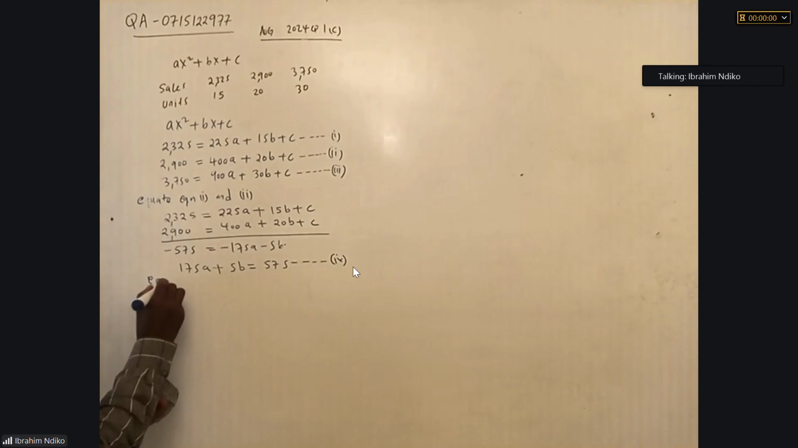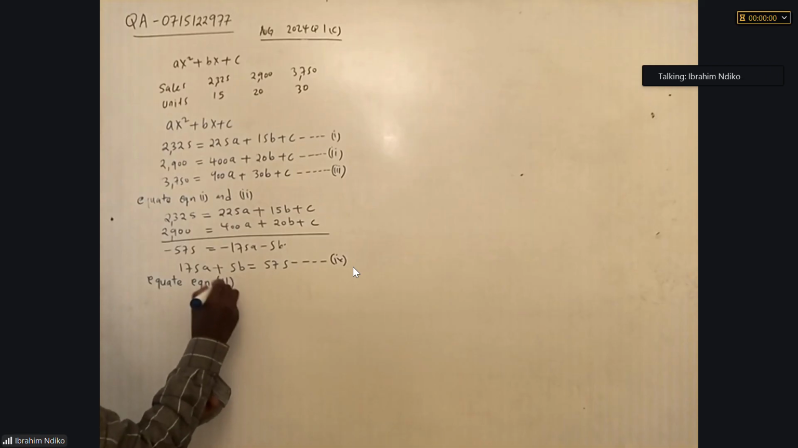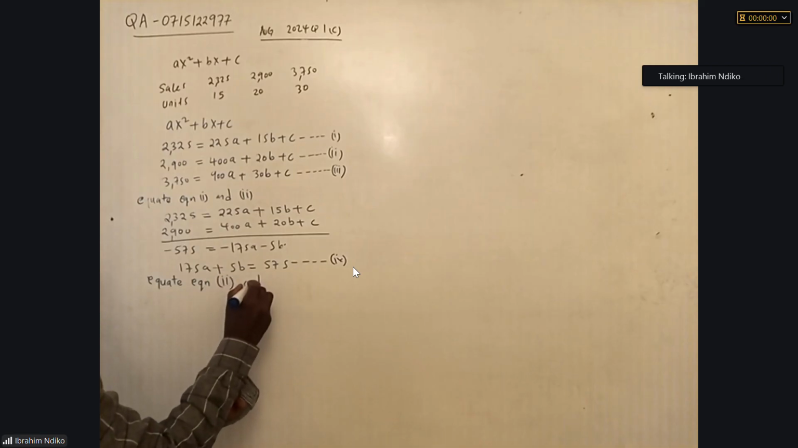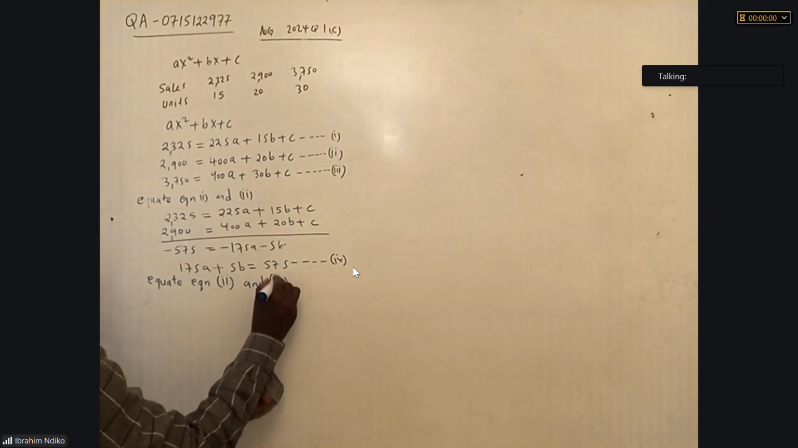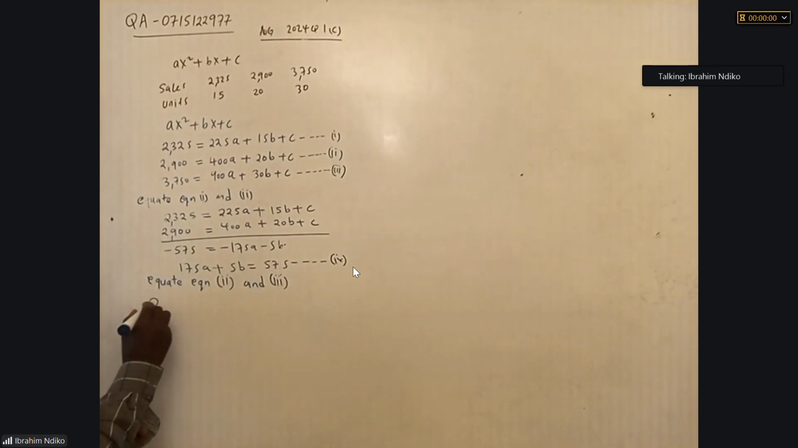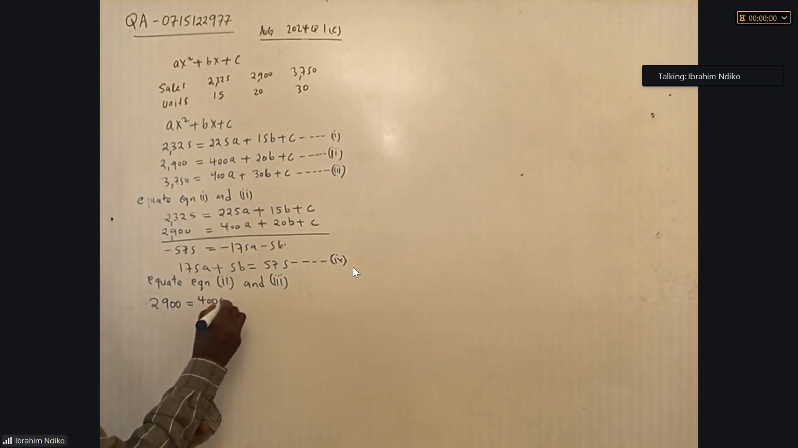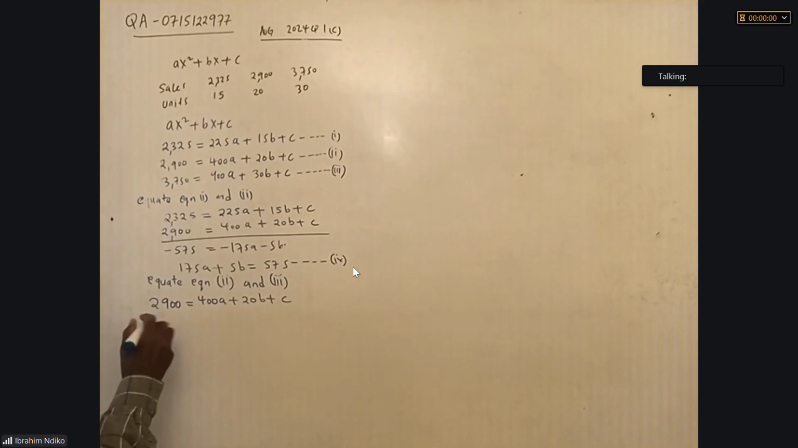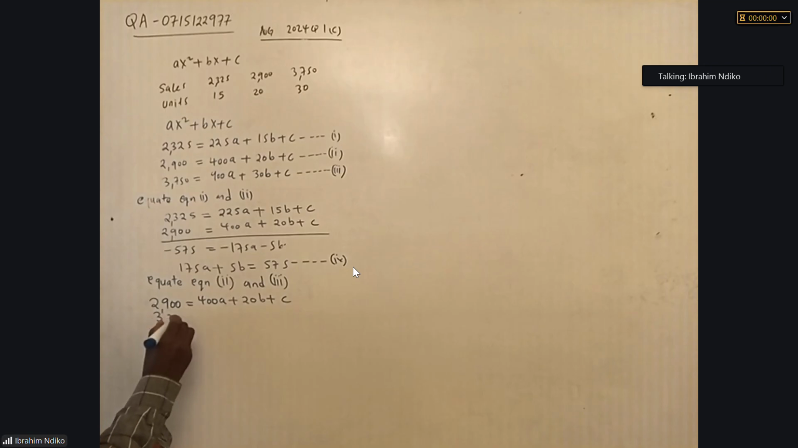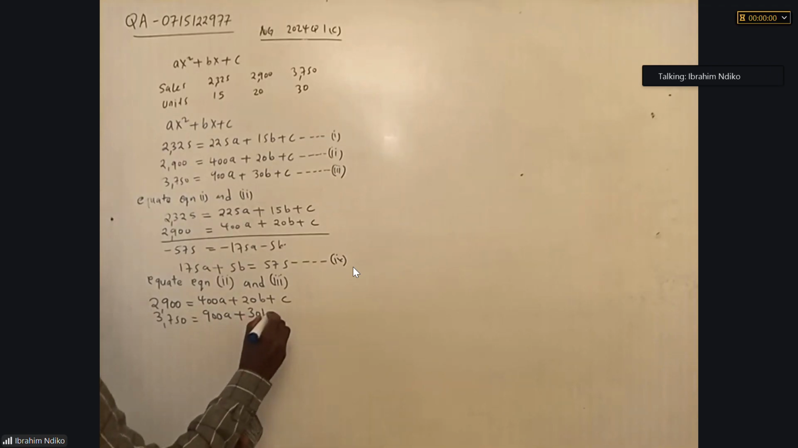Then we equate equations 2 and 3. So equation 2 is 2900 equals 400A plus 20B plus C. The next one is 750 equals 900A plus 30B plus C.